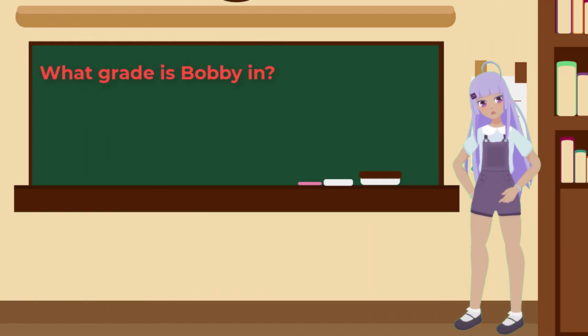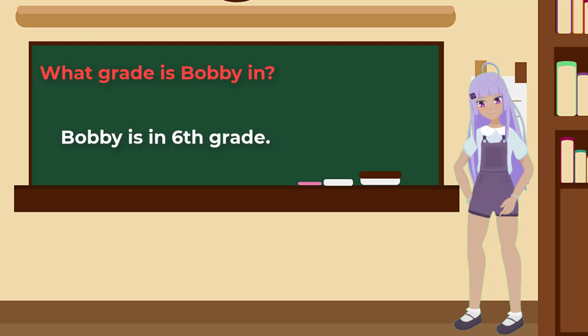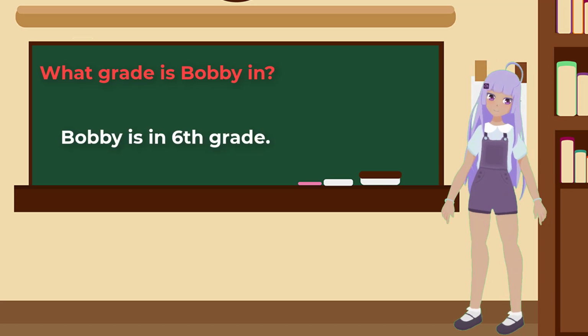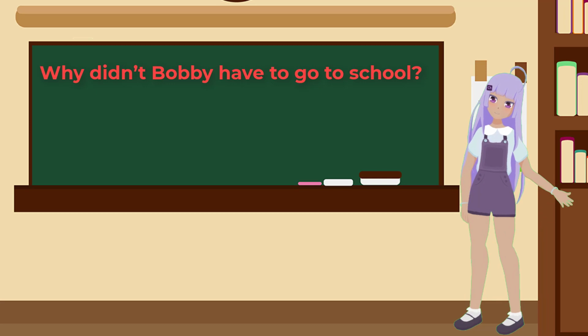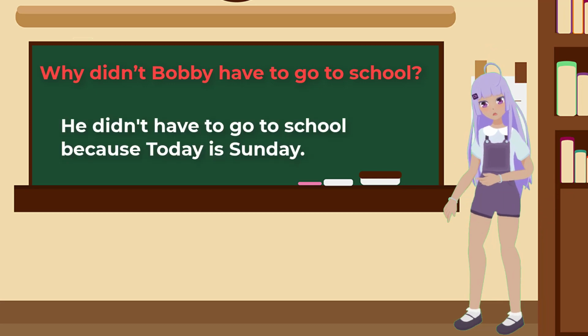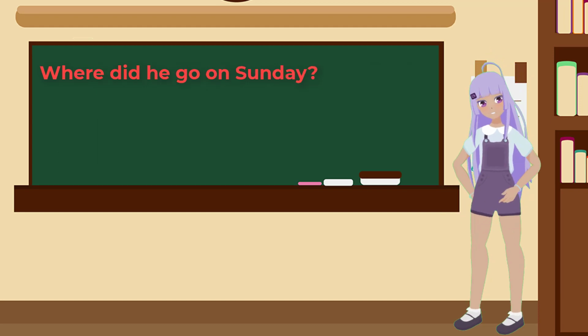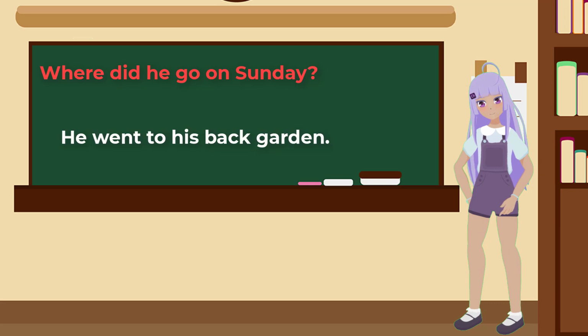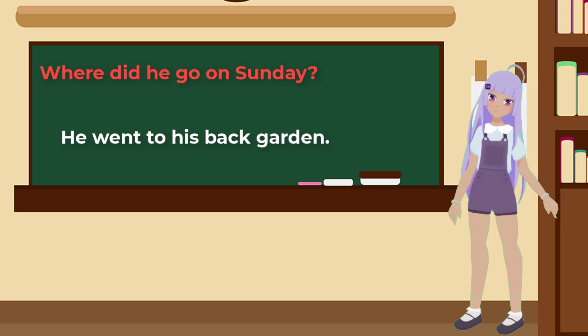What grade is Bobby in? Bobby is in 6th grade. Why didn't Bobby have to go to school? He didn't have to go to school because today is Sunday. Where did he go on Sunday? He went to his back garden.